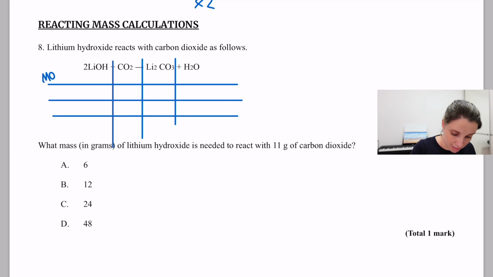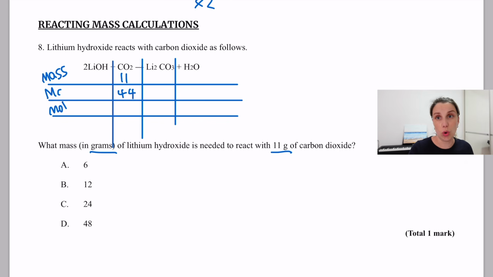So we're going to go mass, because this is all about solids here. So you've got grams and grams on both sides. And then your formula mass, and then your moles overall. In the question, they say what mass in grams of lithium hydroxide is needed to react with 11 grams of CO2. So carbon dioxide has a formula mass, or a relative molecular mass, of 44. So we're going to take that 11 divided by 44, which gives us 0.25. It's a quarter of it.